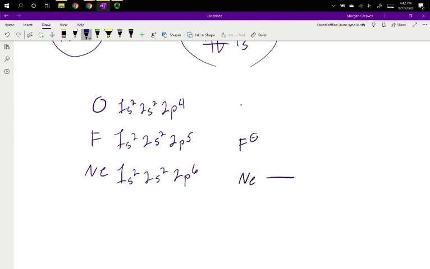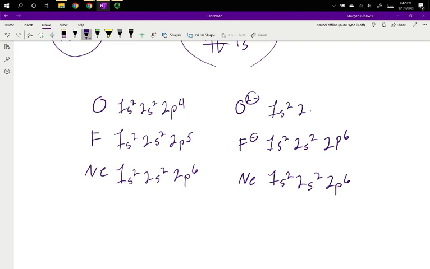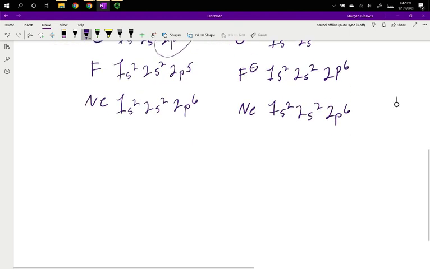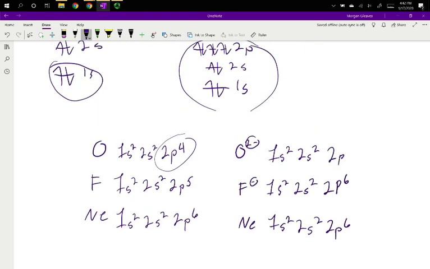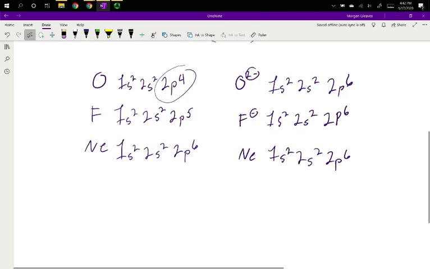Fluorine becomes F minus, and oxygen becomes O2 minus. So neon still has 1s2, 2s2, 2p6. Nothing changed between the 2 rows. Fluorine has 1 more electron. It goes in the highest energy orbital, so 1s2, 2s2, 2p6. And oxygen has 2 extras. So 1s2, 2s2, and instead of 2p4, it's now 2 more, 2p6.